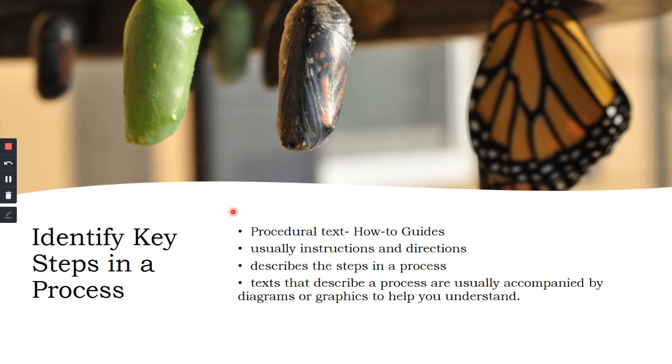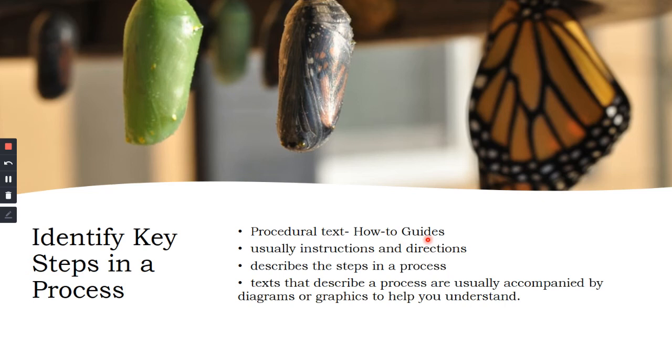When we see key steps in a process, these can come as procedural texts. This word procedural has the same root word as procedure. It means the steps that you take in order to finish something. So a procedural text just tells you how to do something. I like to think about them easily as how-to guides.